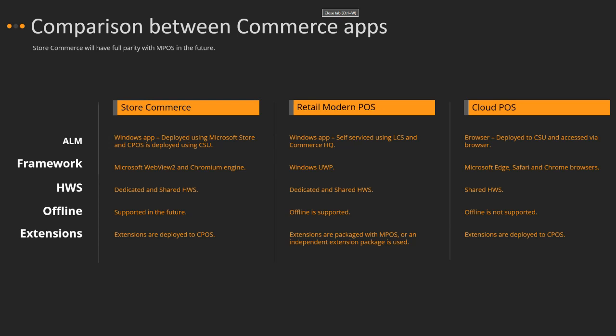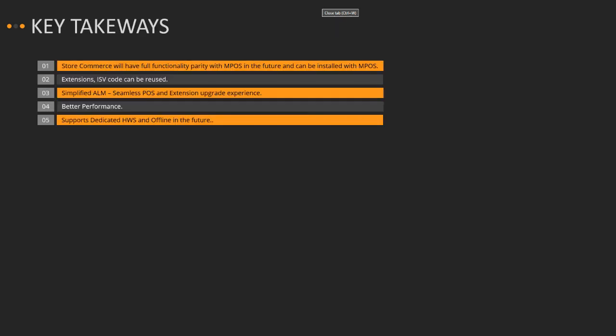From the extension code perspective, it's all the same. You don't have two different customizations for different application types. One common extension code base works across all application types. Okay, so the key takeaways for this new Store Commerce app: first, it's going to have full functional parity with the modern point of sale in the future. As I said, for now the only major gap is offline, which we are working on and will add support for in the future.